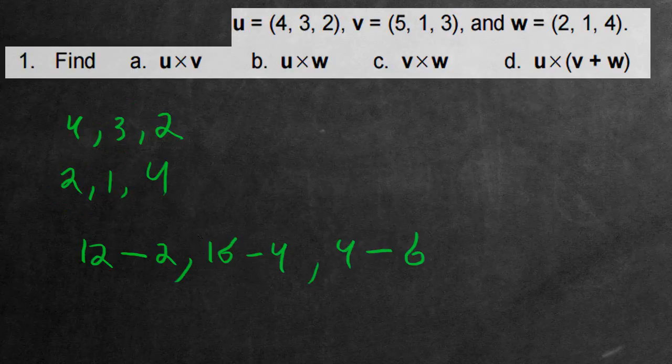Now remember, the last step is to put brackets over the middle coordinate and put a negative outside. So now let's solve it. 12 subtract 2 is 10, comma. Then 16 subtract 4 is 12. Multiply by the negative outside, that's negative 12, comma. Then we have 4 subtract 6, that's negative 2. And this is the answer for question B. Sorry, I should have written that down. Let's move on to question C now.